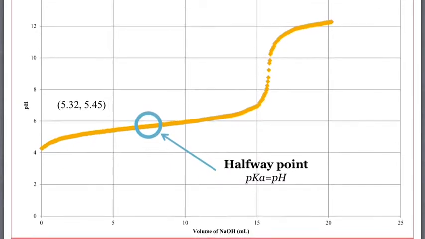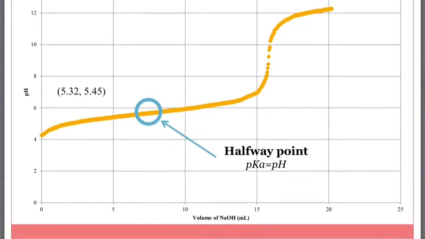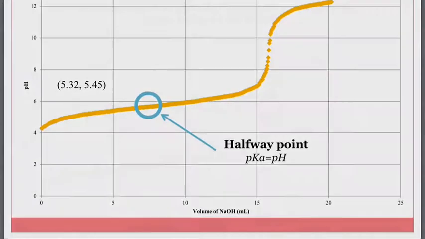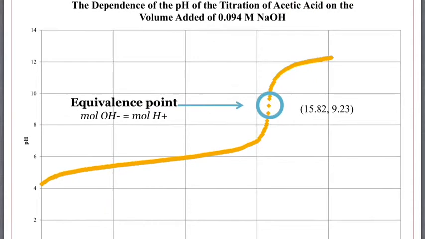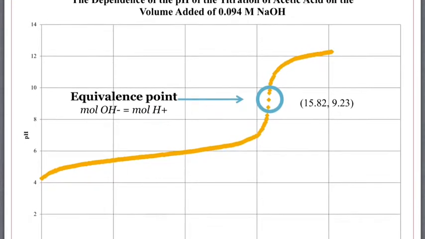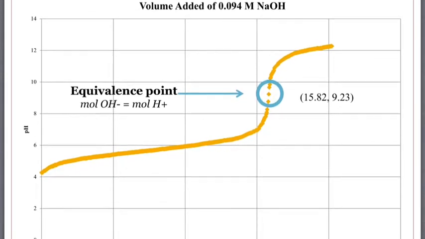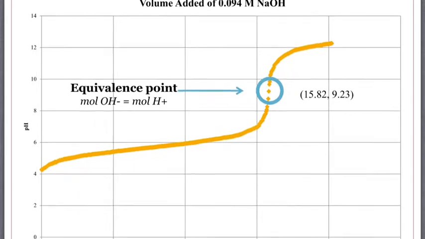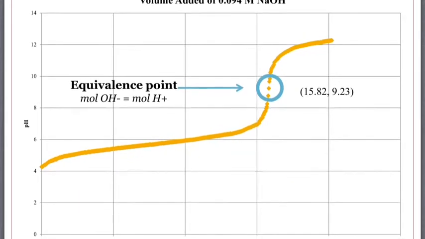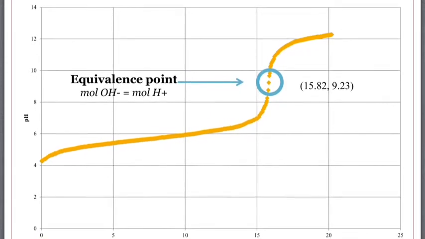The actual value for the pKa of acetic acid is 4.75, which indicates that there is a margin of error in this experiment. The point on the graph where there is a dramatic increase in the pH is known as the equivalence point. At the equivalence point, the moles of base equals the moles of acid. On our graph, the equivalence point occurred at a volume of NaOH of 15.82 and a pH of 9.23.